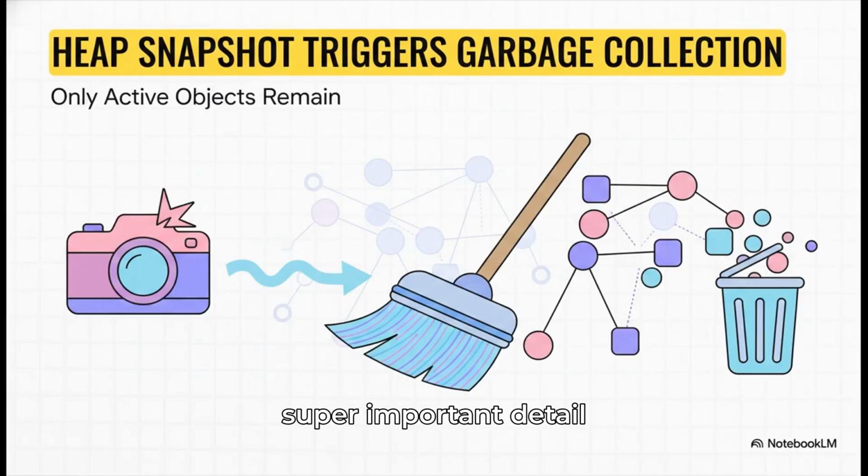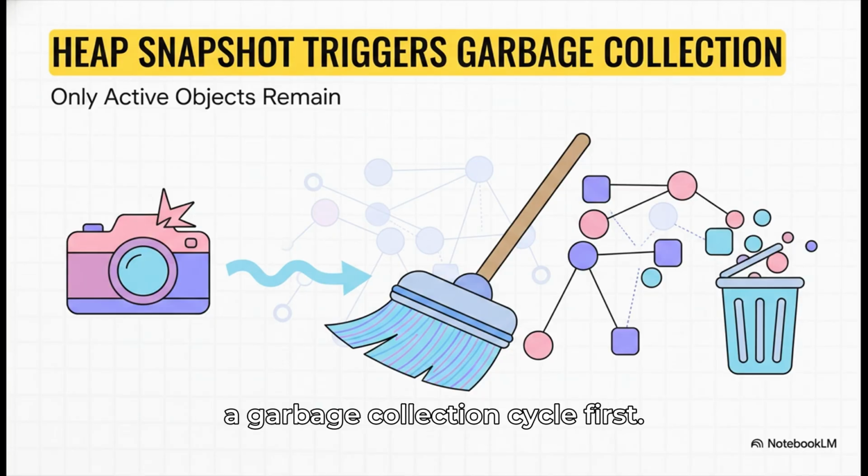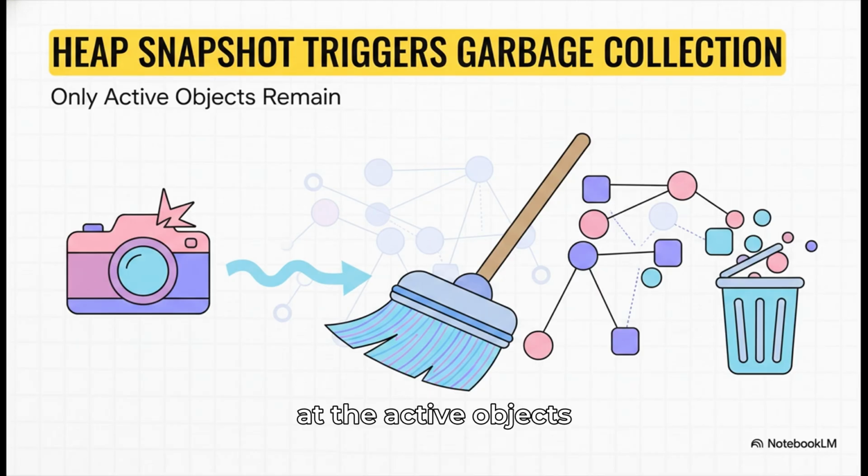Oh, and here's a super important detail to keep in your back pocket. Whenever you take a heap snapshot, the V8 engine automatically forces a garbage collection cycle first. This is amazing because it means your snapshot isn't going to be polluted by transient, uncollected junk. You're only looking at the active objects that are genuinely, truly stuck in memory.